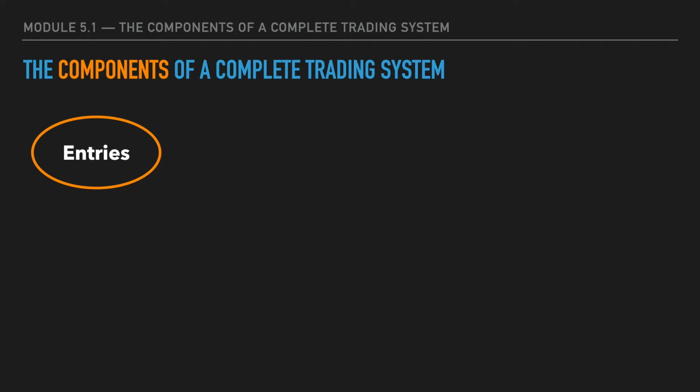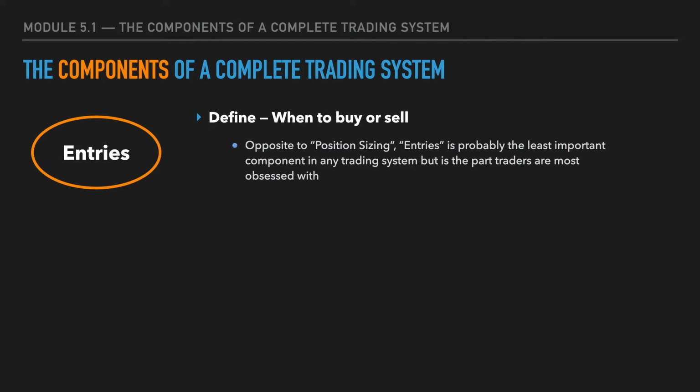The third component is entries. Entries define when to buy or sell. It's kind of opposite to position sizing. The entries are probably the least important component in any trading system. It's not really that important, but it's the part the traders are most obsessed with.